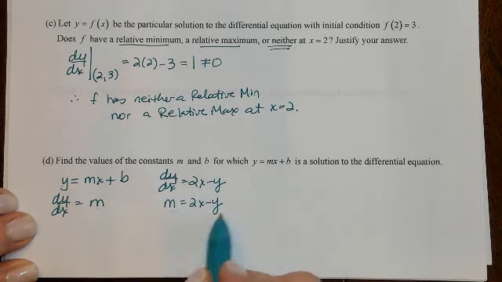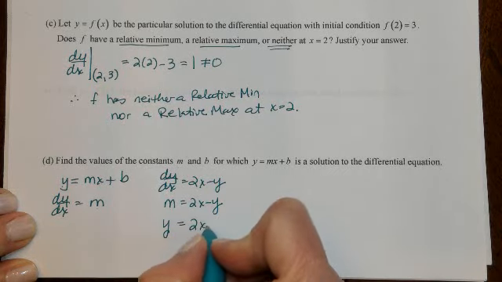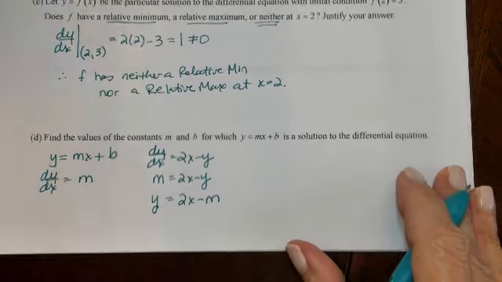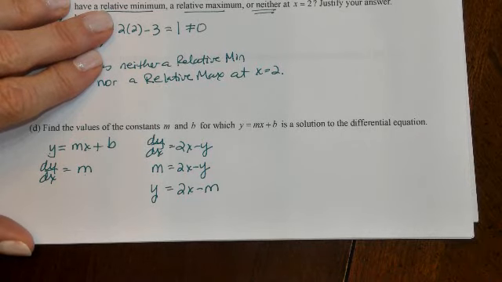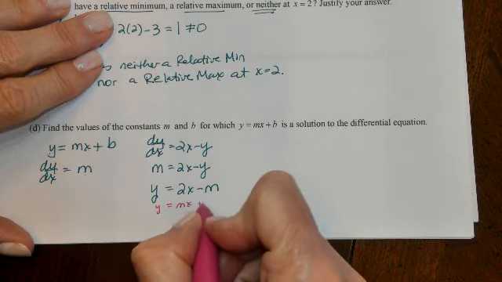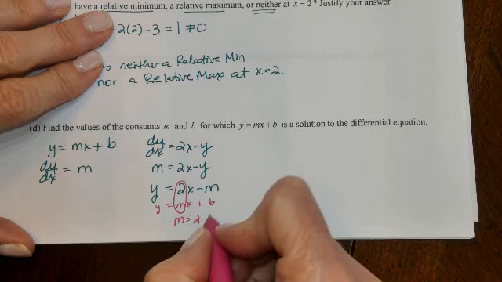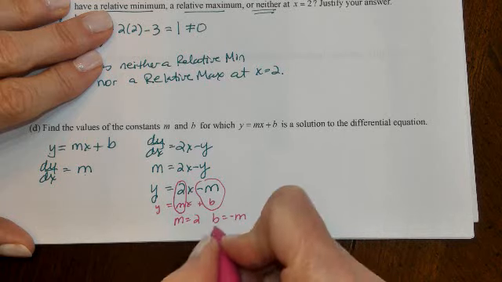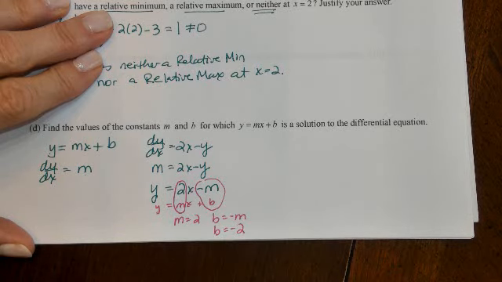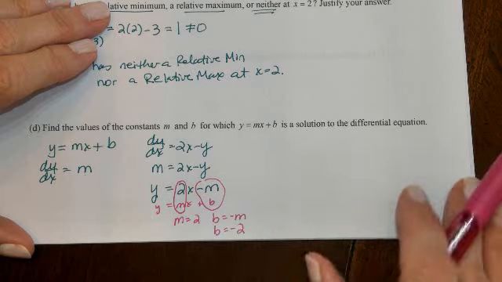And now I'm going to solve that for y. So I'm bringing y over to this side. I'm going to subtract m on both sides. And now when I look at this, this is in the form y equals mx plus b, where m is 2 and b is negative m. Therefore, b is negative 2. And that's it. I found the values of m and b for which that is a solution to our differential equation.